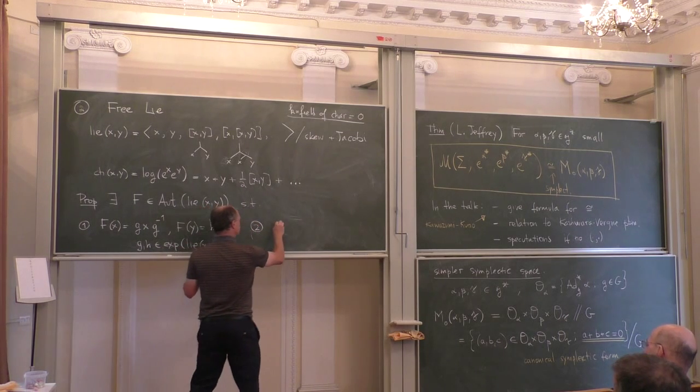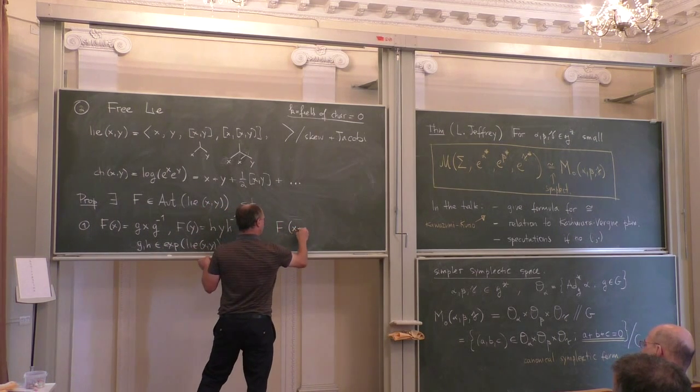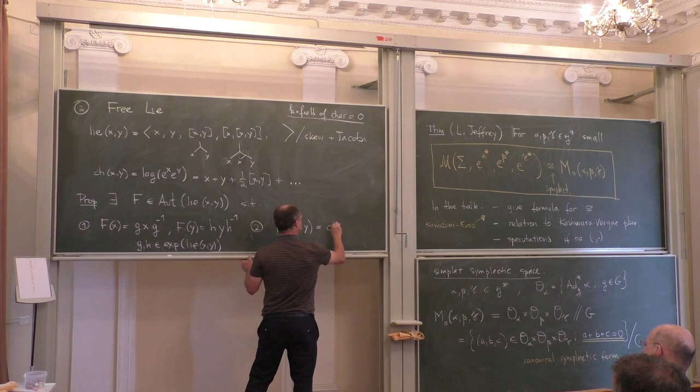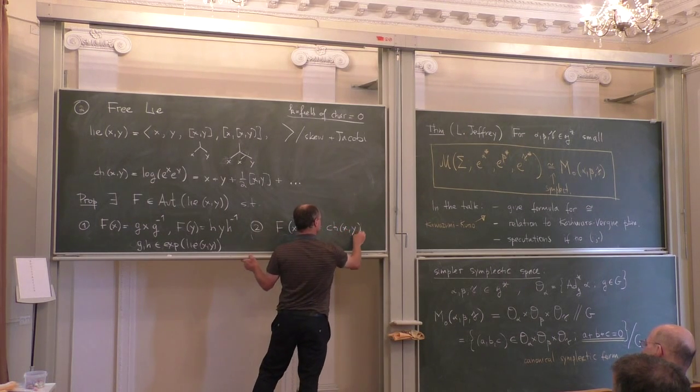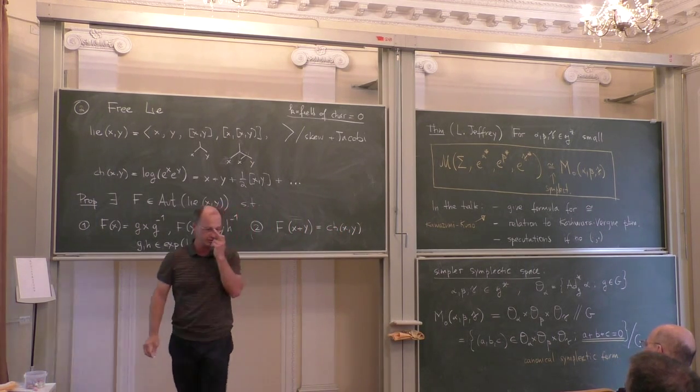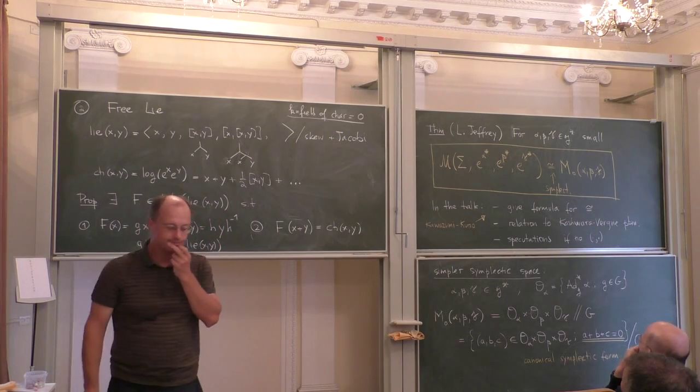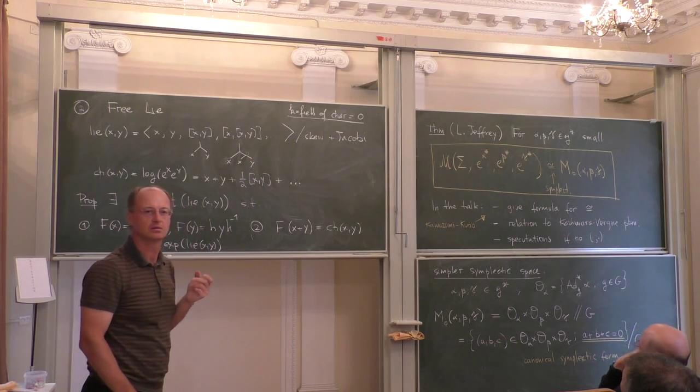And the second condition: f of x plus y is equal to the Campbell-Hausdorff series. Now, what are the quantifiers for g and h?